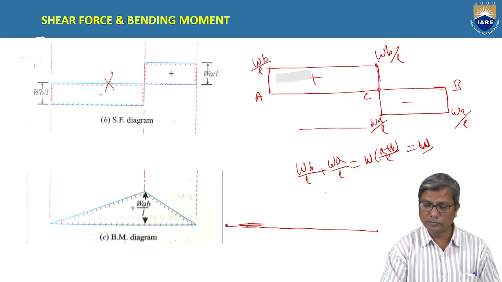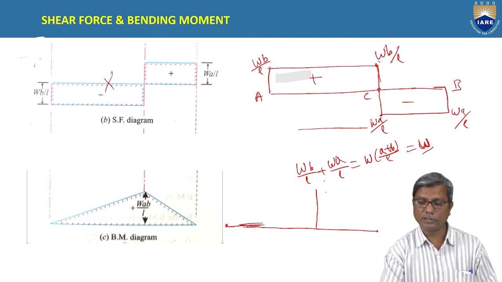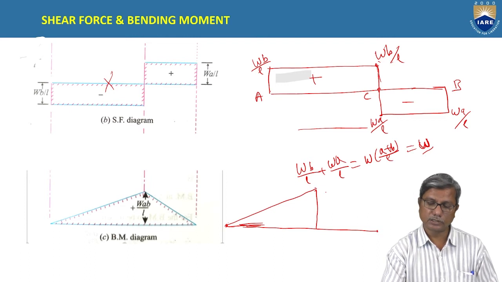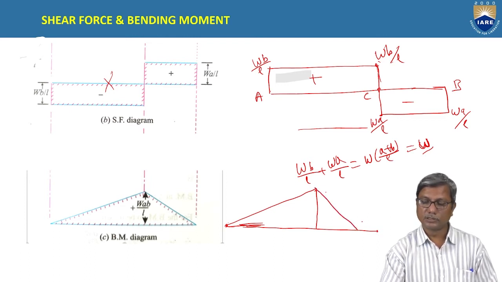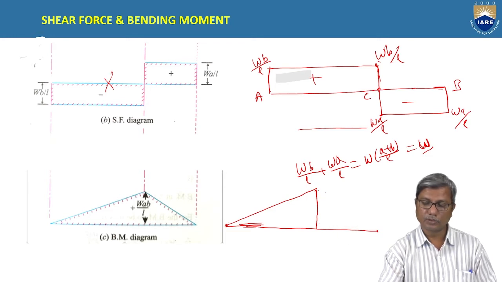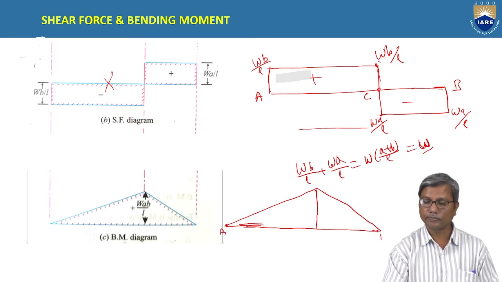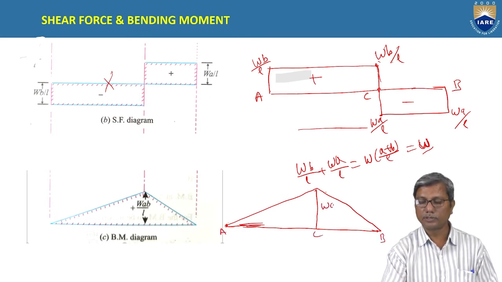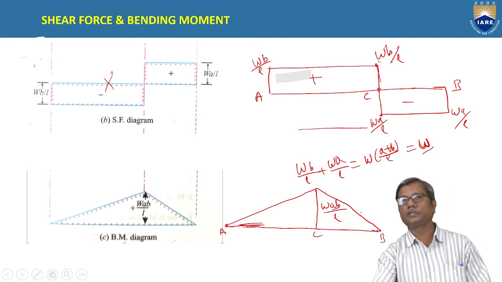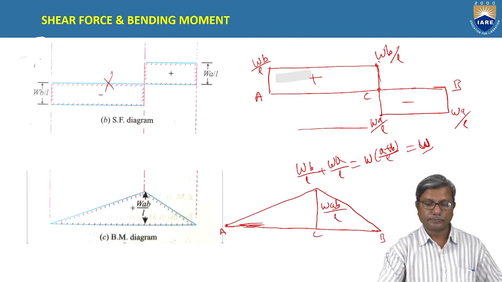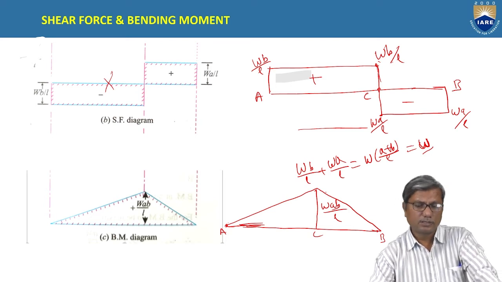And bending moment at C is WAB by L. So you plot these three values, and being a linear variation, these points are sufficient for us to draw. Understand? End points will be sufficient to draw the diagram. This is WAB by L. Is this clear? So this is the simple case of a simply supported beam with a single point load.